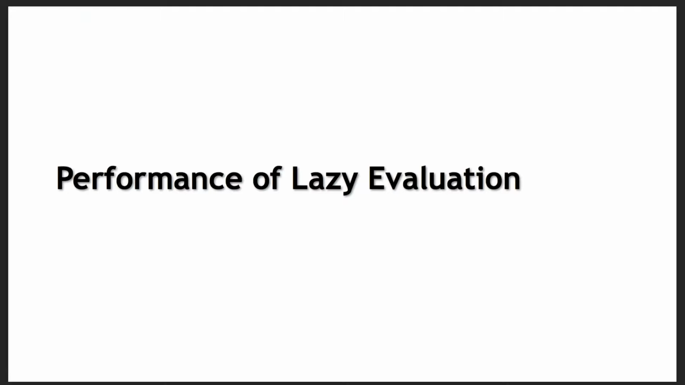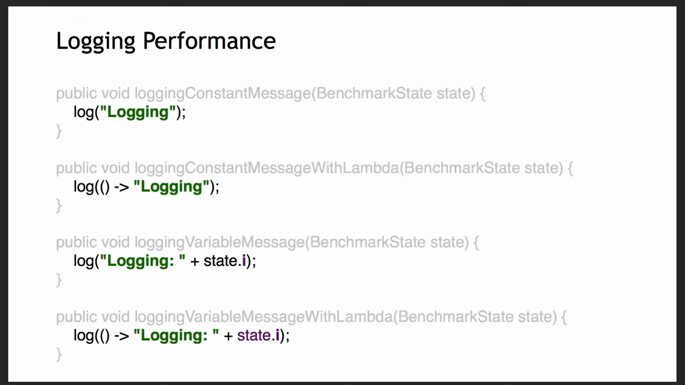So let's look at the performance of this. Here I've got a performance test which is testing 4 different cases. One where I'm logging with a constant string, which is always the same thing. Two, where I'm logging with a Lambda expression, which also has a constant string. The third one, where I'm logging with a string which is changing. I'm going to be appending some new value to the end of that. And you can see it's just a really simple change.